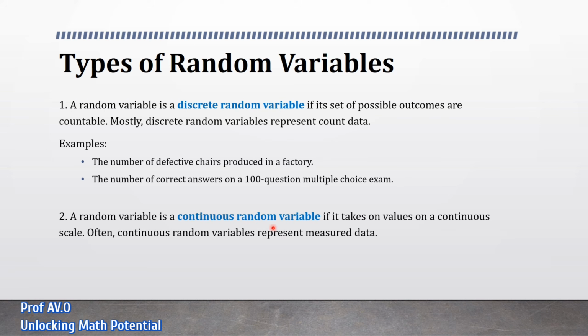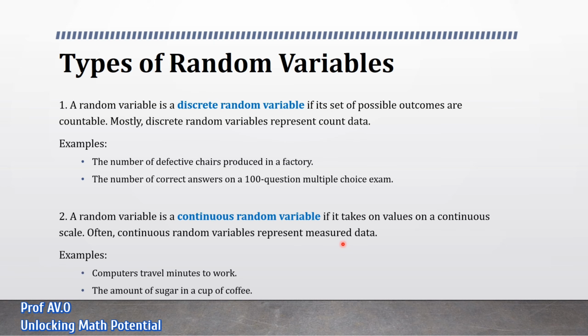So for the second type of the random variable is a continuous random variable. So when we say continuous random variable, it takes on values on a continuous scale. Often, continuous random variables represent measured data. So, nami-measure dapat yung data dito. So, meaning, if the discrete is countable yung mga outcomes, for continuous, the outcomes here are not countable.